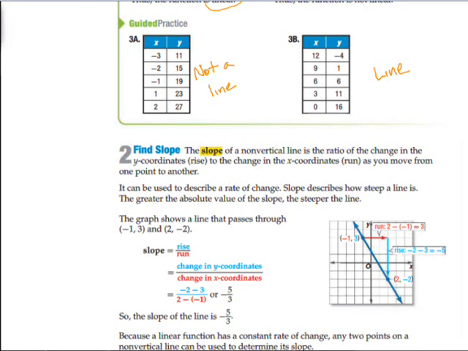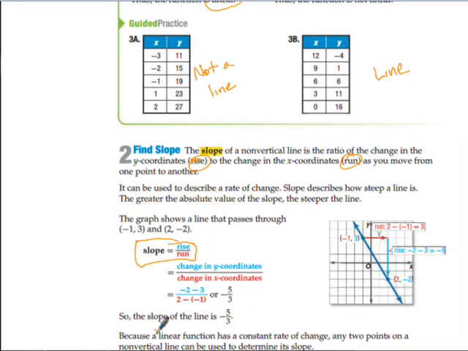2. We're going to talk about slope. So the slope of a non-vertical line is the ratio of the change in the y-coordinates, which we call the rise, to the change in the x-coordinates, which we call the run. Very easy way to remember this. Slope equals rise over run.